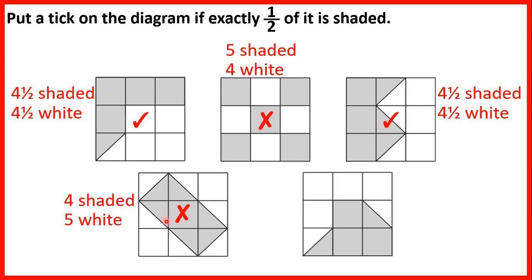And here we have 4 shaded squares, because we have 1, 2, 3, and then our 2 halves make an extra one, but we have 5 white squares. We have 1, 2, 3, 4, and then 2 halves, which make an extra one. So we know, because we have more white squares than shaded squares, that less than half of this diagram here will be shaded.